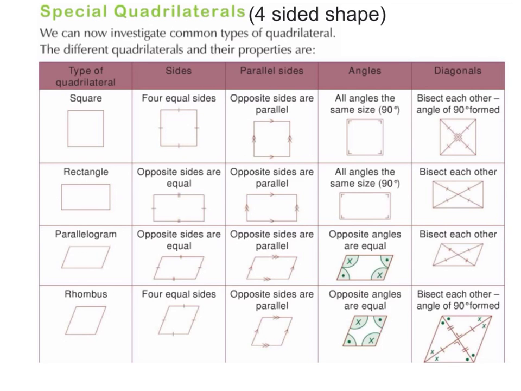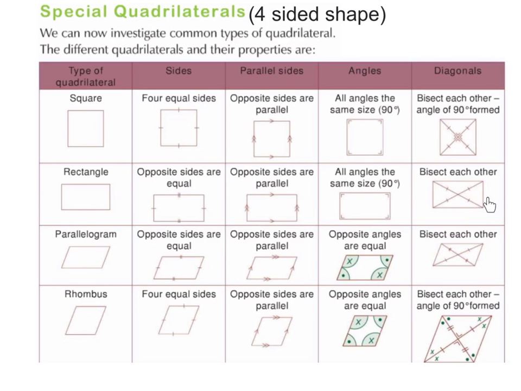Their opposite sides are parallel, just like with a square. So this side is parallel to this side. They're both going in the same direction. And this side is parallel to this side. All angles are the same, so 90 degrees in each corner. And again, 90 degrees multiplied by 4 is 360 degrees. So the angles in a quadrilateral always add up to 360 degrees.